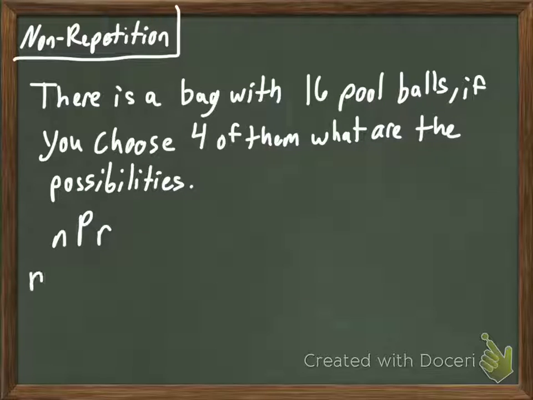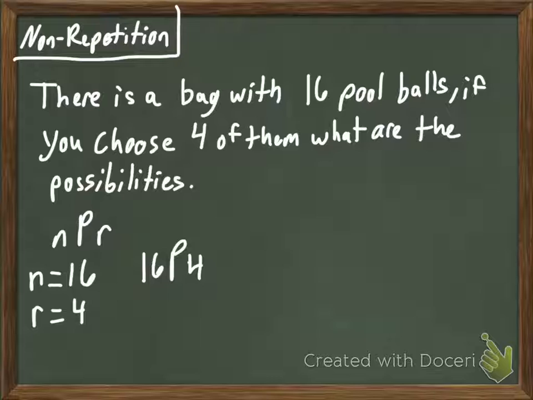And where our n is our number of choices, so n equals 16, and r is how many we're choosing from, and we're choosing 4. So we get 16P4, and we recall that we want this n factorial over n minus r factorial. That's the formula. So basically all we're going to do now is plug in our numbers.